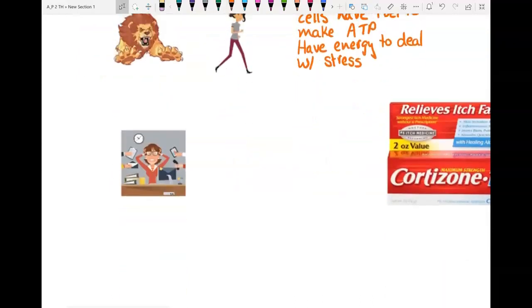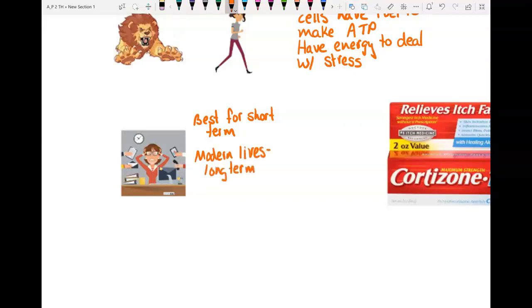So, like I said, this is best in short term. Today we experience stress very differently. Our modern lives, we have long-term stress. You might be stressed out all day or all week even. And that doesn't work as well then. You start to get the negative effects.